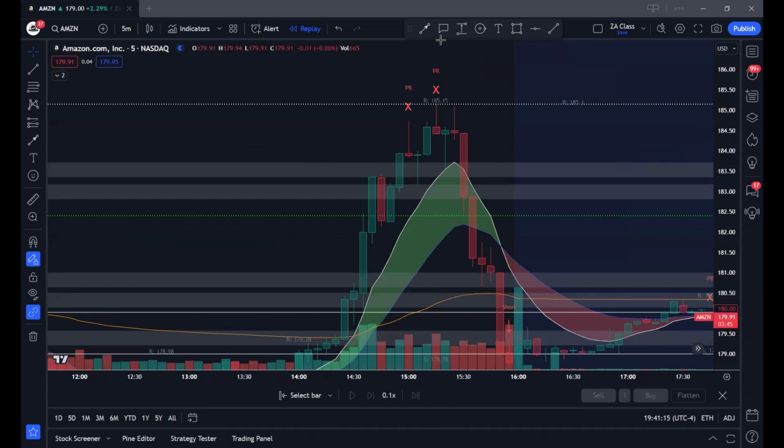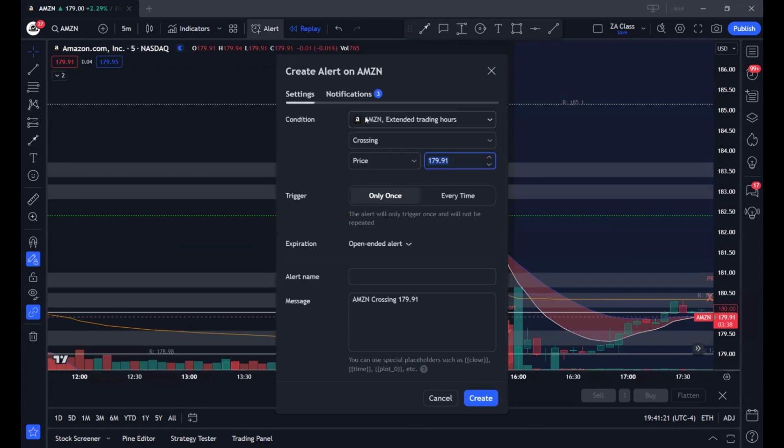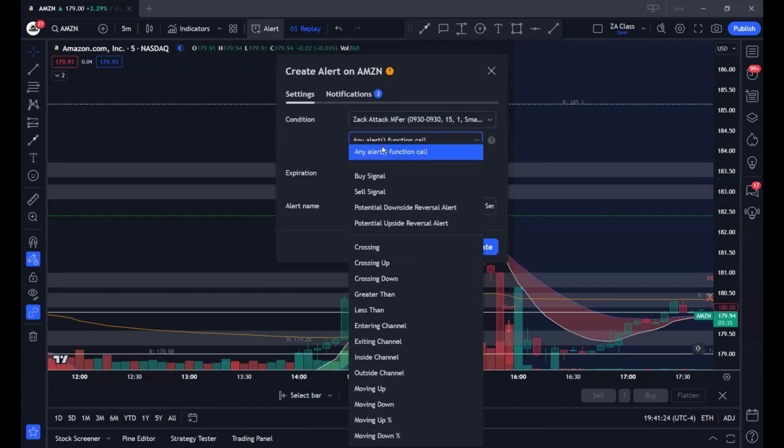Yeah, so exact close of the candle. I have it set to alert me when the candle closes, and let me show you how to set alerts really quick. If you click here at the alert icon and then go to the Zack attack indicator, you'll see the 4 kinds of alerts that you can set. You can set a buy signal, a sell signal, upside PR, and downside PR. Let's go ahead and check an upside PR, okay?